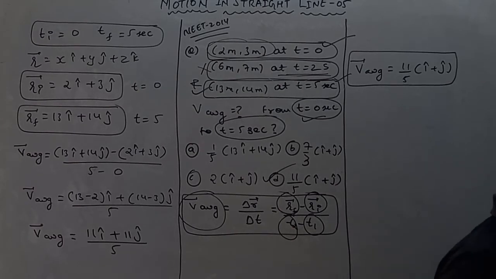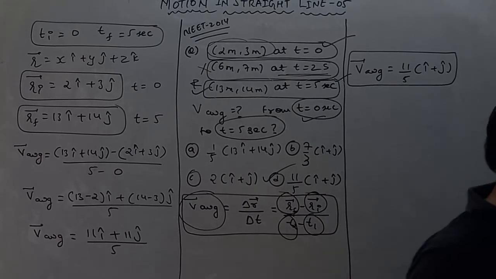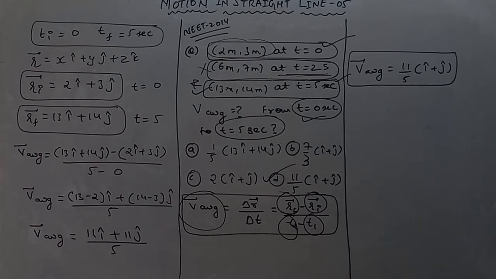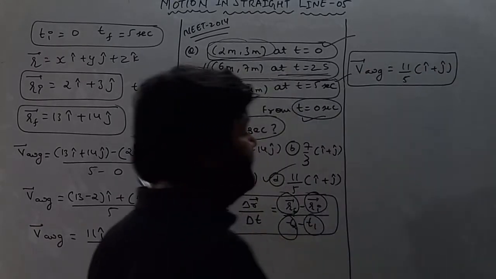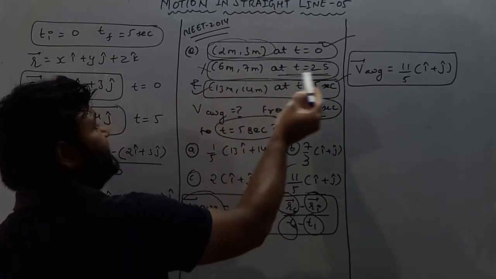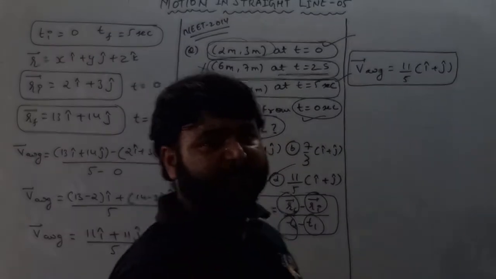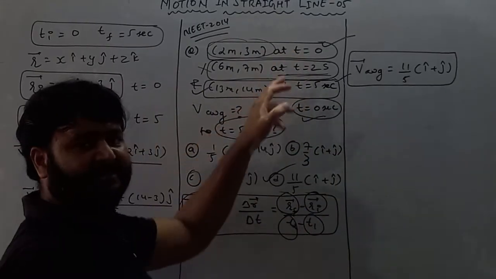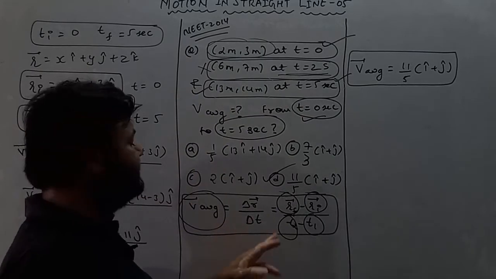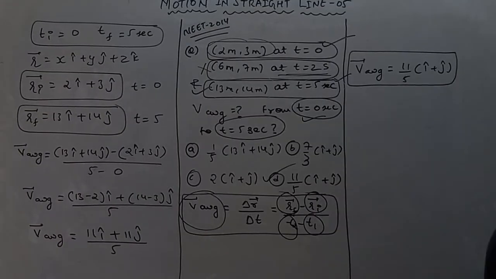Now moving forward, write down the next question. This question was asked in 2012. I hope you all understand this question. This statement is just present to confuse you. So remember this thing: you only need the final time, initial time, final position and initial position for finding average velocity. Moving forward, write down the next question.